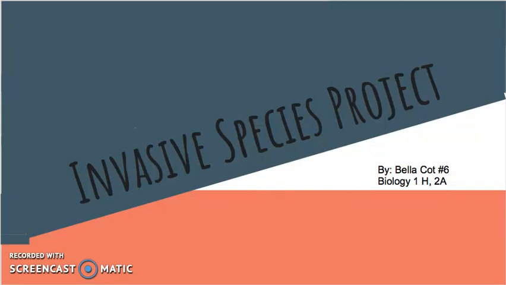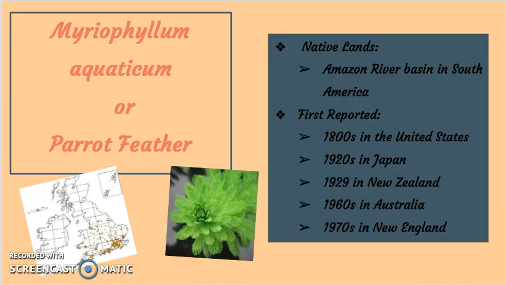My invasive species project was done on the parrot feather and the green crab, and the West Indian lantana plant, which are prime examples of invasive species because they have been introduced to a new region and impacted their new environments. The Myriophyllum aquaticum, or the parrot feather, got its name based on the structure and arrangement of the plant stems.